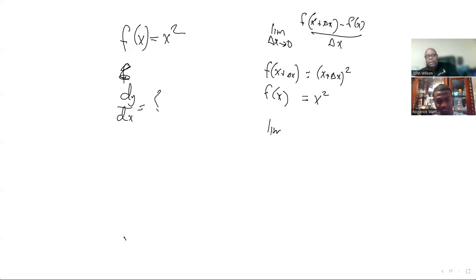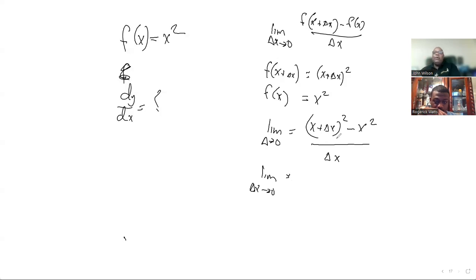So this is the limit as delta x goes to 0 of x plus delta x squared minus x squared all over delta x. I must be getting lazy, I didn't put an x in there. Equals, okay, how do you square this? Now we're going to square this the calculus student's way. You ready? Square the first times the second and double it.